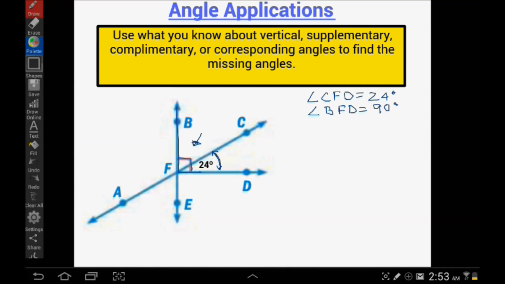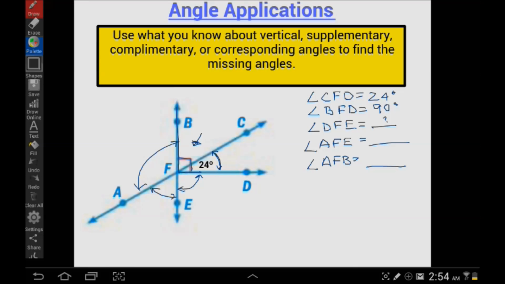What else do we want to find? Well, we want to find this angle right here. That's angle DFE. We want to know what that is, and we want to know what this angle is right here. We'll call that angle AFE, and we want to know this large obtuse angle as well. So that's going to be called angle AFB.